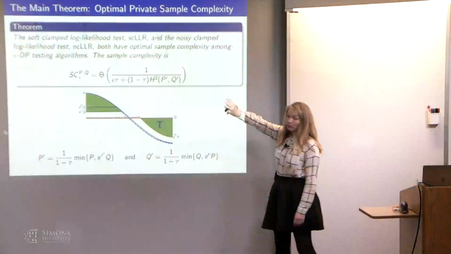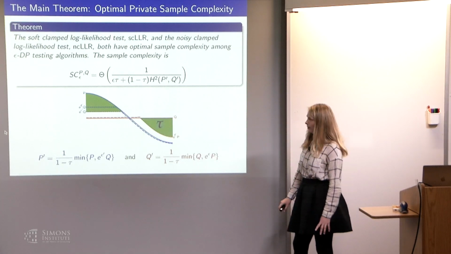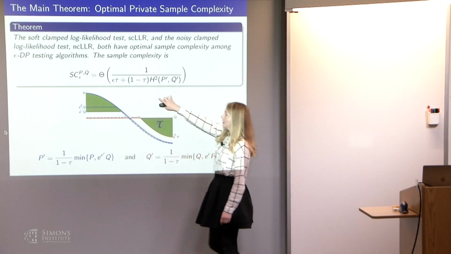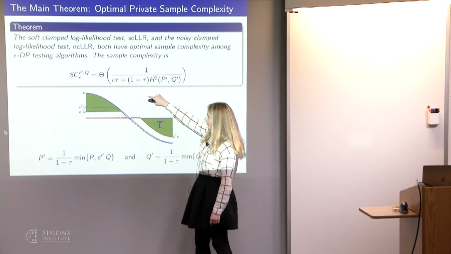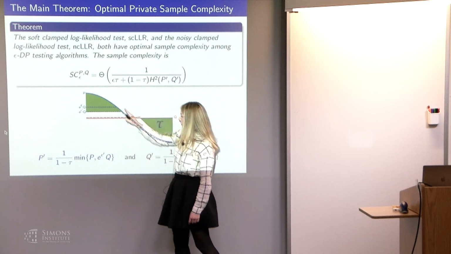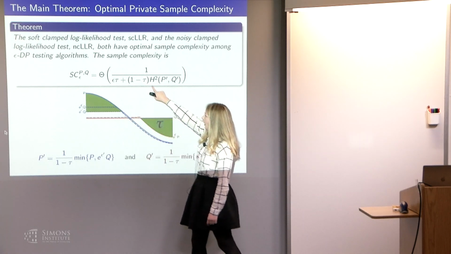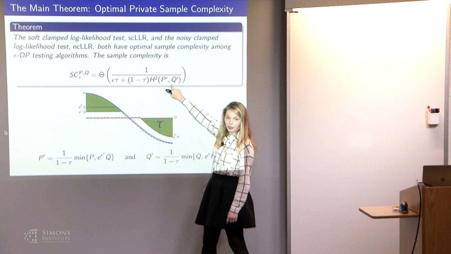Our main theorem is that both of these tests have optimal sample complexity among private tests. We also have this characterization of the sample complexity. So what is this? Our denominator is epsilon tau, and remember, tau is this area here, plus 1 minus tau times the Hellinger distance between P prime and Q prime.